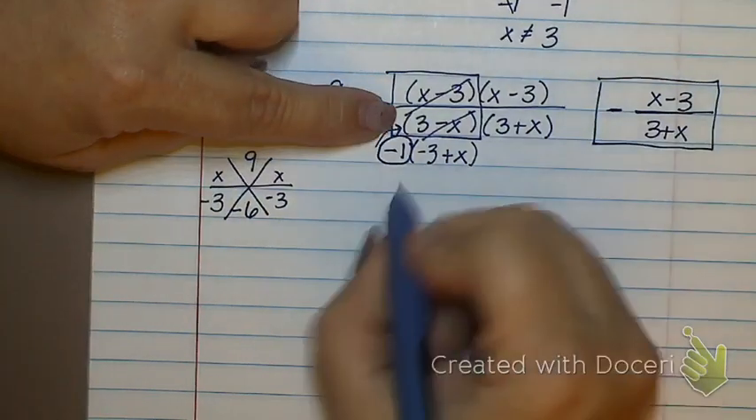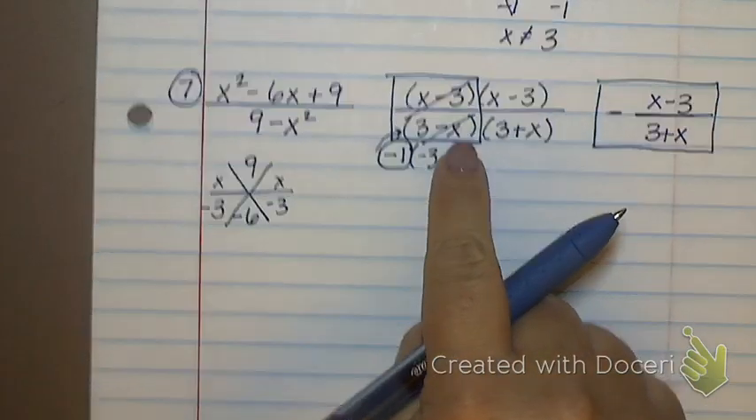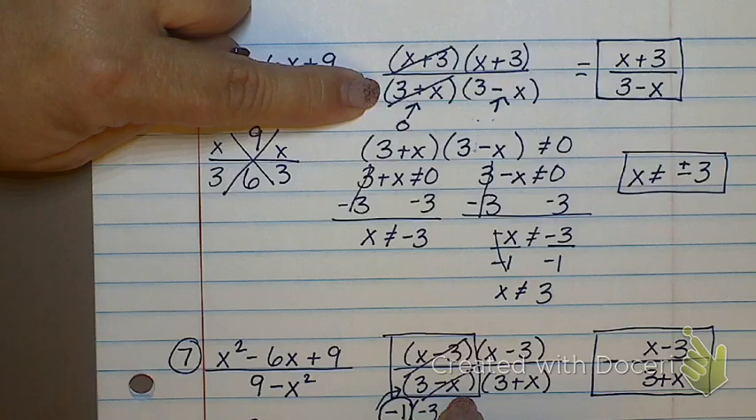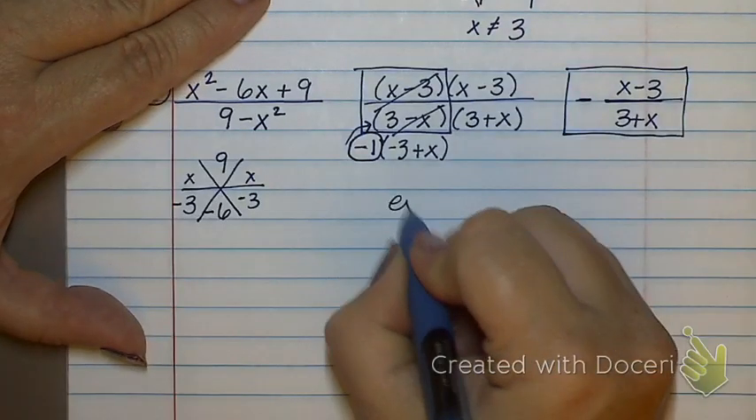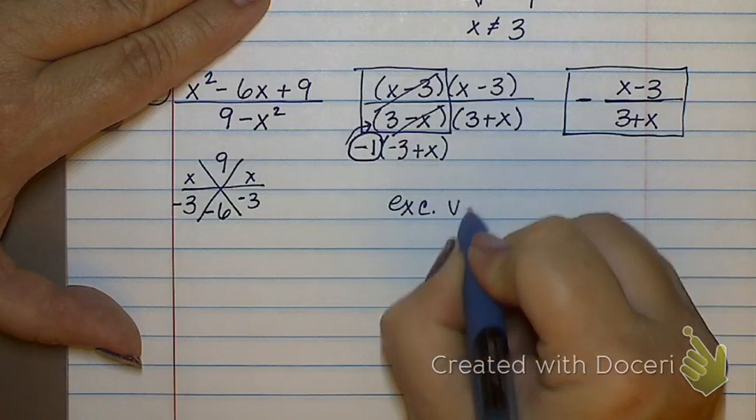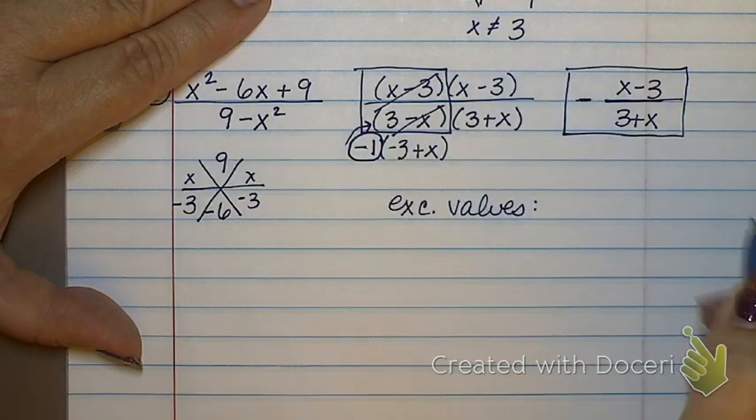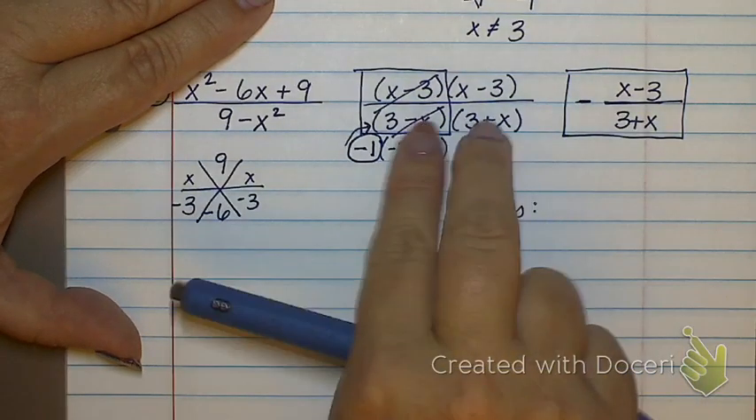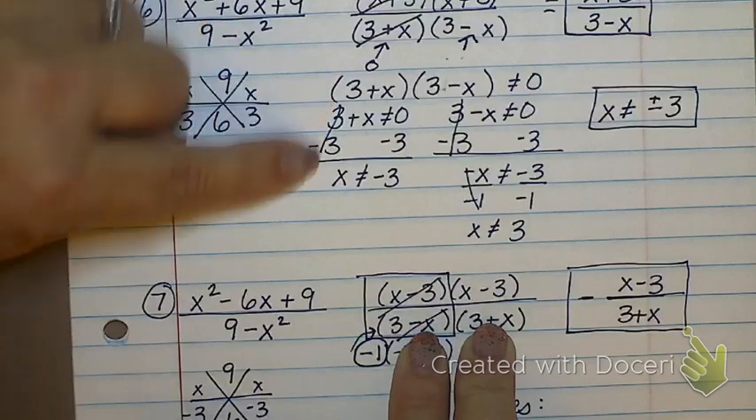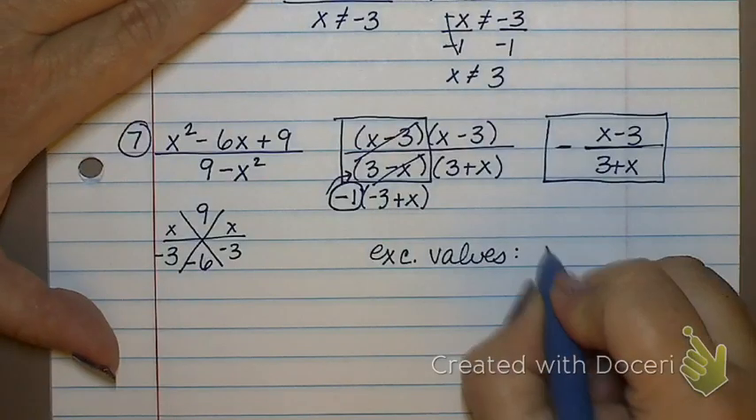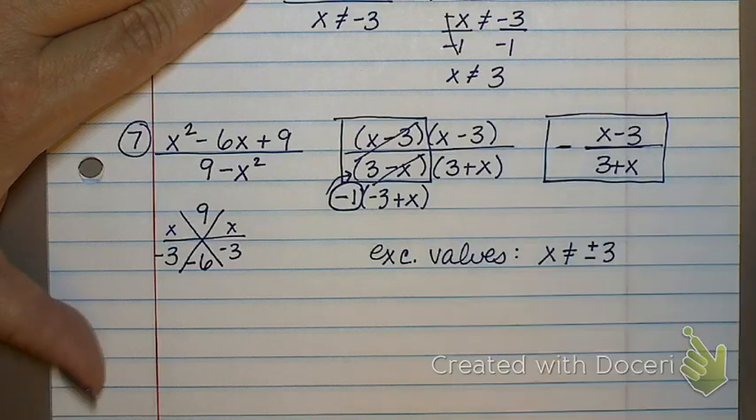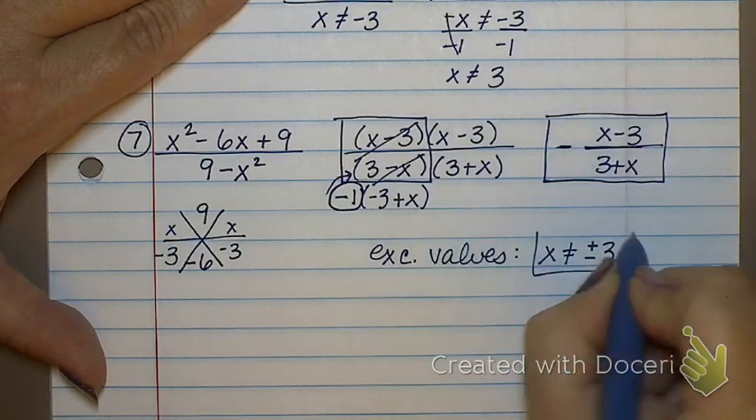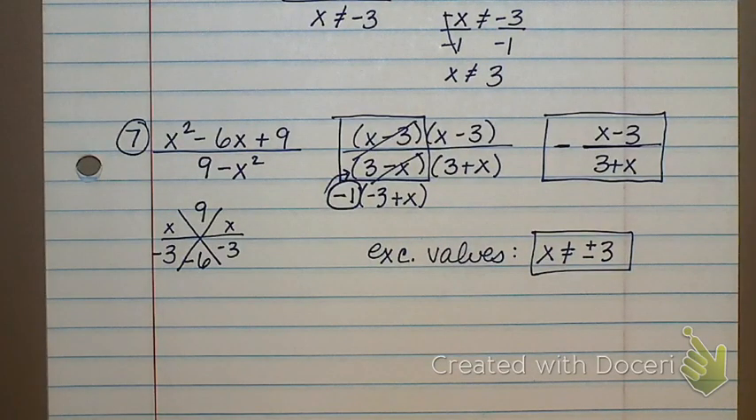If I go back to the factored denominator, isn't the factored denominator exactly the same as the factored denominator from there? Yeah. So what are my excluded values? They'd be the same, right? Because it's the exact same denominator as up here. So the excluded values would still be x cannot equal positive and negative 3.